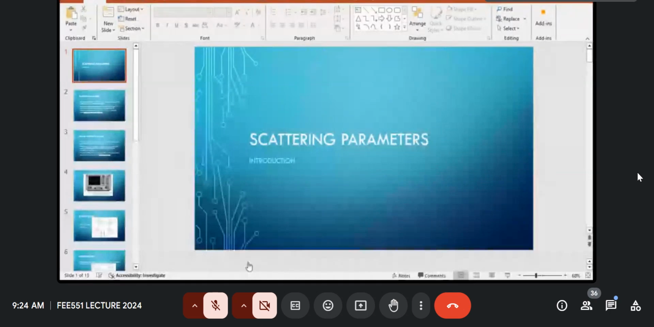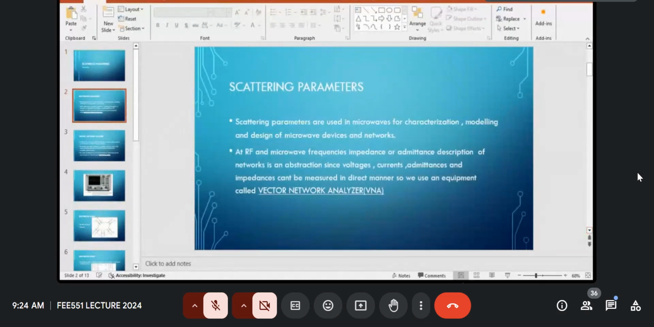Good morning. So I'm going to do scattering parameters. Scattering parameters, or the S matrix, are used in microwaves for, wait, can you hear me? Yes. So scattering parameters are used in microwaves for characterization, modeling, and design of microwave devices and networks.